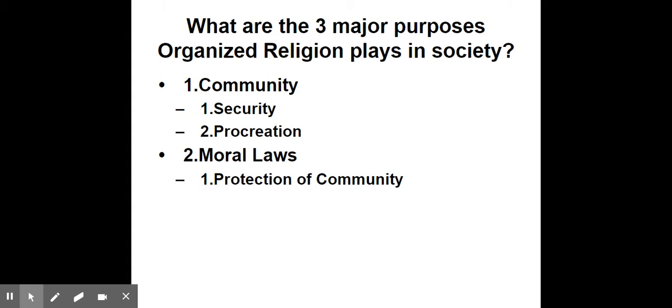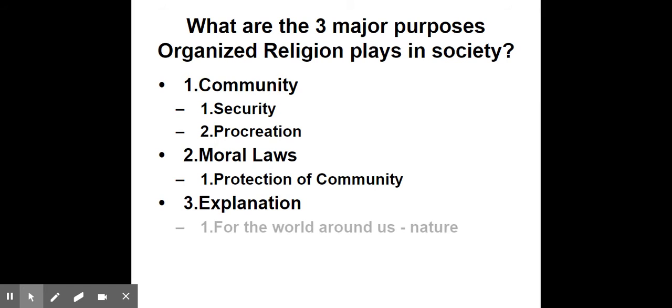Then the last thing that organized religion provides for a society or community is explanation. This also touches on the philosophical approach to religion. I mean, think about it. Why are we here? That sort of thing. And most importantly, what's going to happen to us after we die? Okay. So it explains the world around us, it explains nature, it helps explain our community and our society. It also helps explain what is going to happen after we die.